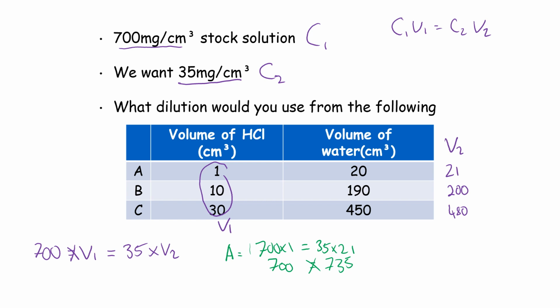Let's try B. What we would do is 700 multiplied by 10, it should equal 35 C2 multiplied by 200. Now 700 times 10 is 7,000. 35 times 200 is also 7,000. So that is our correct option.